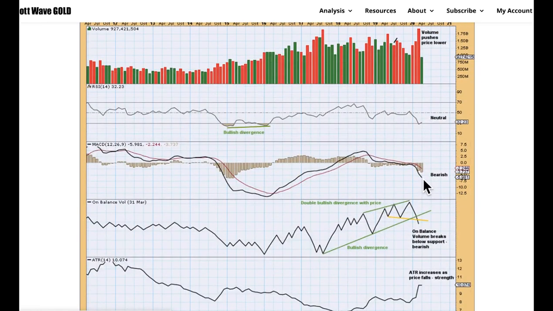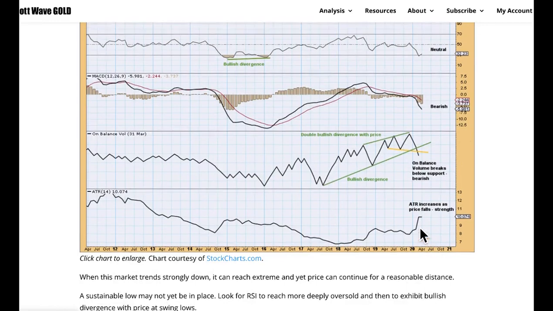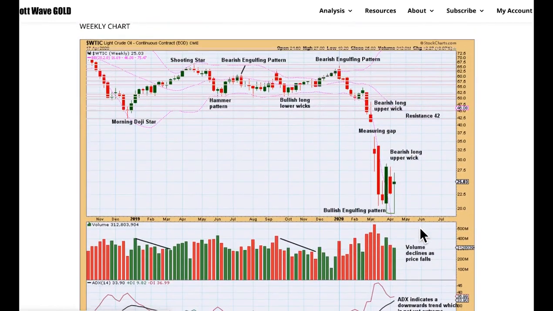MACD is fully bearish. On balance volume, the last signal it gave was bearish, a break below support lines, and ATR is increasing as price falls. There is strength in downward movement. This is the weekly chart, and this weekly candlestick from stock charts doesn't look right. I think the data from bar chart is more accurate, and I'm questioning stock charts data.